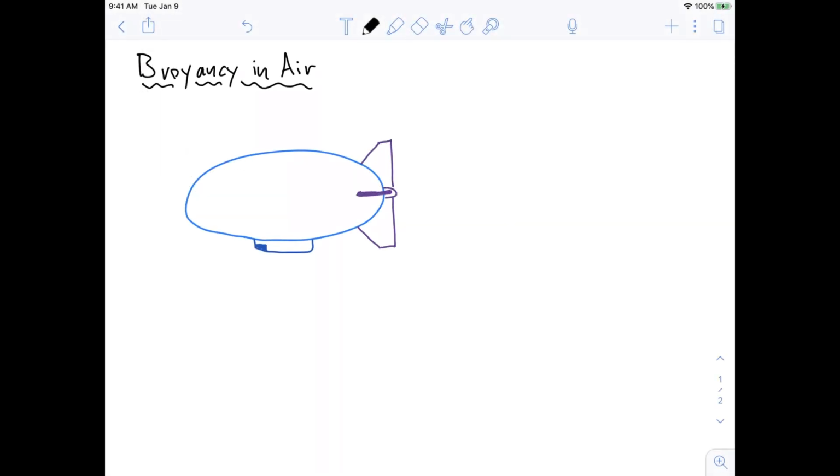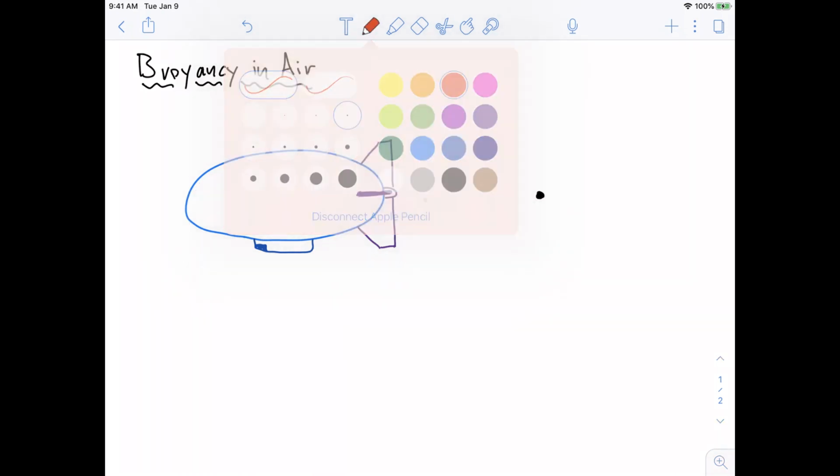So here we have our blimp. I drew a blimp. And as always, the first thing to do is to draw a free body diagram describing the forces, right? So there's some buoyant force from this whole volume displacing a bunch of air, right? This volume has displaced a bunch of air, so there's a buoyant force associated with that, right? So that's the first thing we have, this buoyant force.